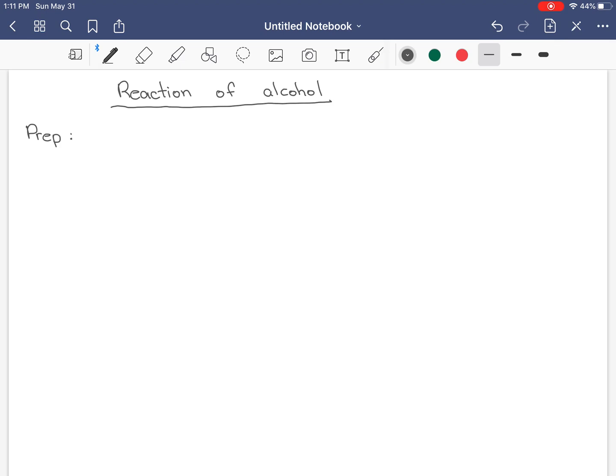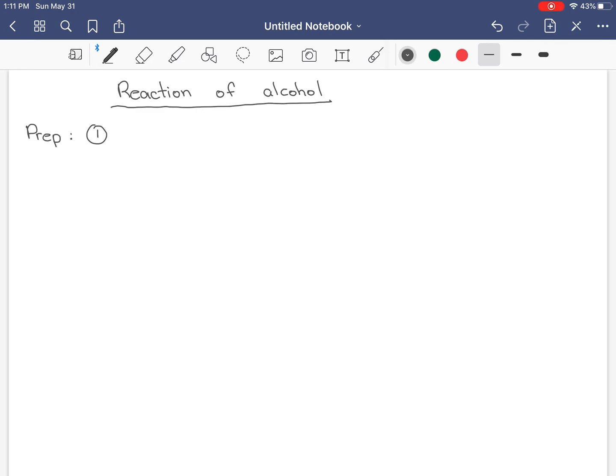Today we're looking at reaction of alcohol. So far we looked at the reaction of alkane, we looked at the reaction of alkene-alkyne, we looked at the reaction of benzene. So let's go over those functional groups and look at the reaction of alcohol. Now, before we look at how alcohol reacts, let's talk about how to prepare alcohol, how to make an alcohol.